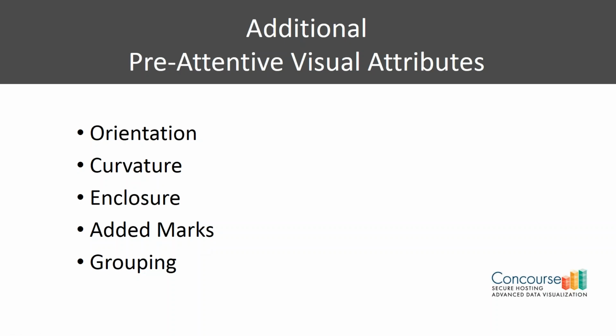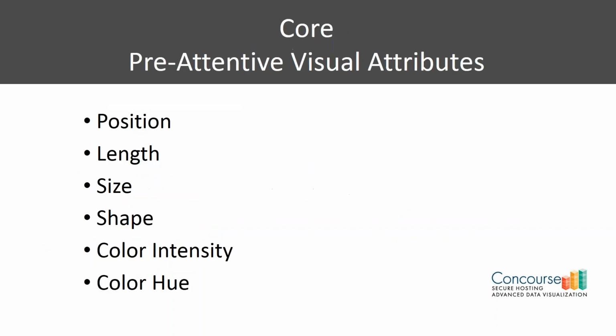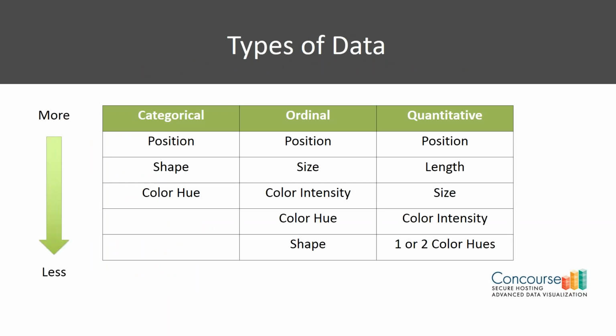There are some additional pre-attentive visual attributes that he has listed there, things like the orientation, the curvature, adding little marks, grouping things together, enclosing things. These are what I consider to be more advanced. Depending on what you're doing, go ahead and throw these in if you're able to do it. But the other ones, these ones up here, are the primary ones to focus on. All of those are represented in this graph here. These are the primary ones you're going to be looking at when you're using Tableau.